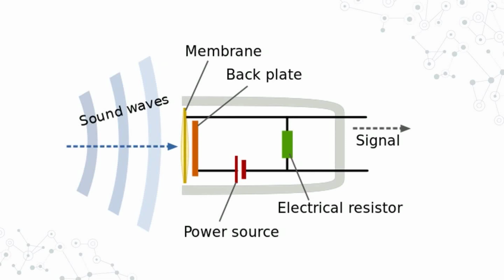When considering a condenser microphone, its construction involves the presence of a backplate and a resistor. Unlike dynamic microphones, condenser microphones require an external power source to facilitate their operation effectively. This power source is necessary to maintain the voltage across the microphone's components, enabling it to capture and transmit audio signals with enhanced sensitivity and accuracy.